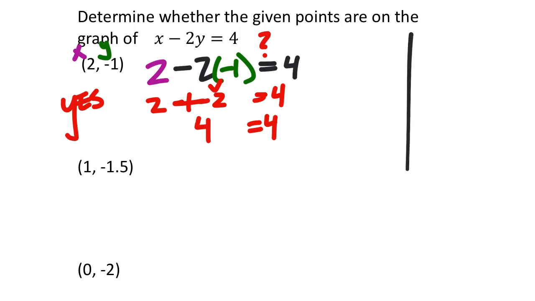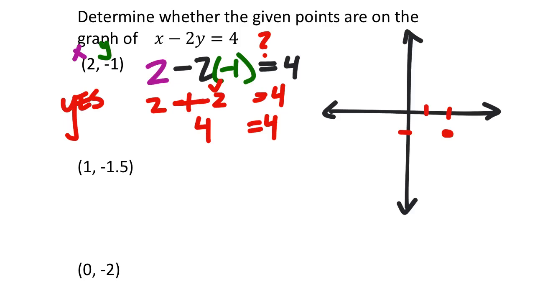And just again, real quick, this means that if I were to graph this equation, the ordered pair we just saw, 2, -1, so there's 2, -1, would actually be on the graph right there.